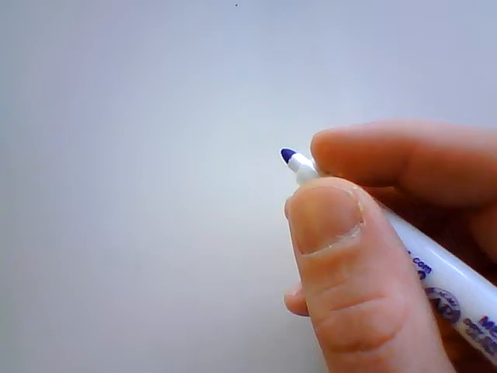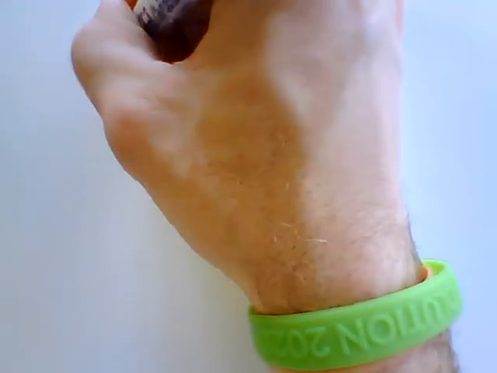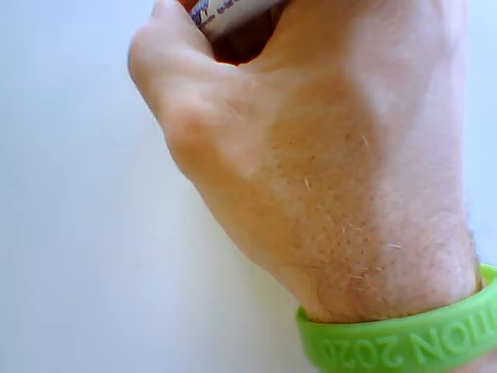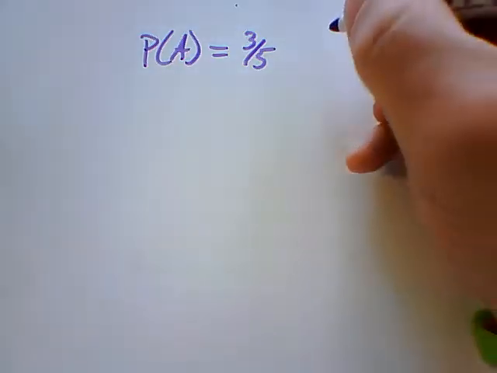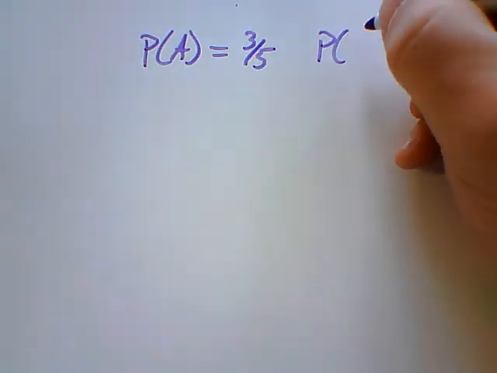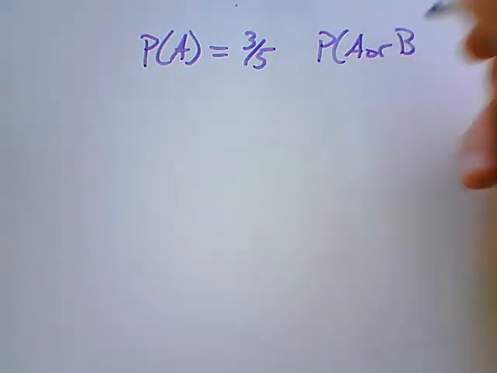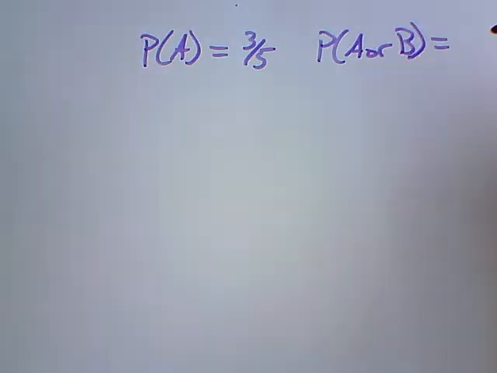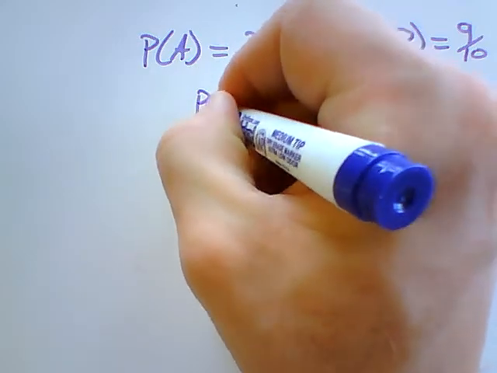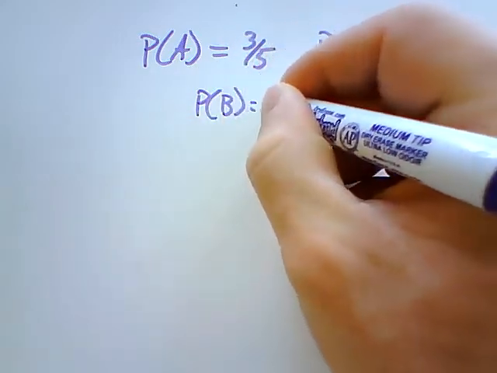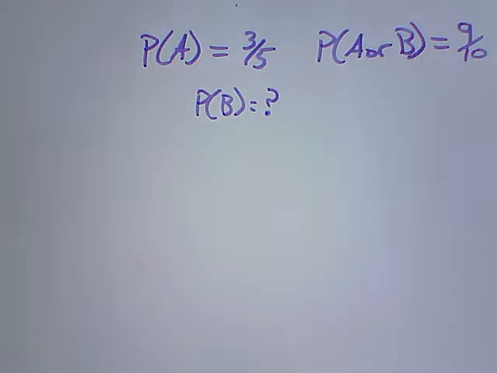Next one, I'm telling you that they are mutually exclusive. Alright? The probability of A is 3/5. The probability of A or B is 9/10. We need to find the probability of B. And I'm telling you that they are mutually exclusive.